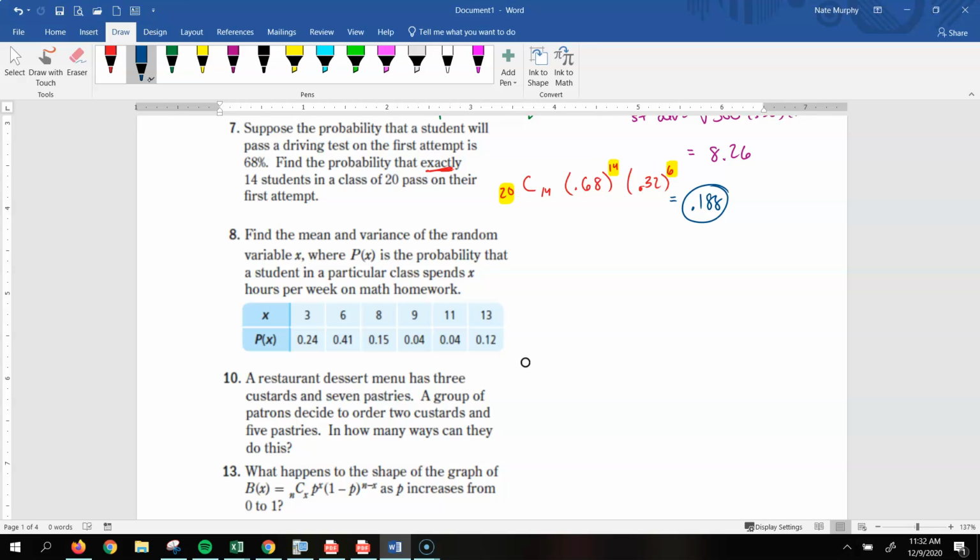So the only way to find the mean of this is to multiply the number of hours for each one, so your values for X, times each of their probabilities. So we could take 3 times 0.24 plus 6 times 0.41 plus 8 times 0.15 plus 9 times 0.04, I might run out of space here, plus 11 times 0.04, spill this down here, and then plus 13 times 0.12. So when you do all that on your calculator, you end up getting, like I said, your mean is going to end up being about 6.74.